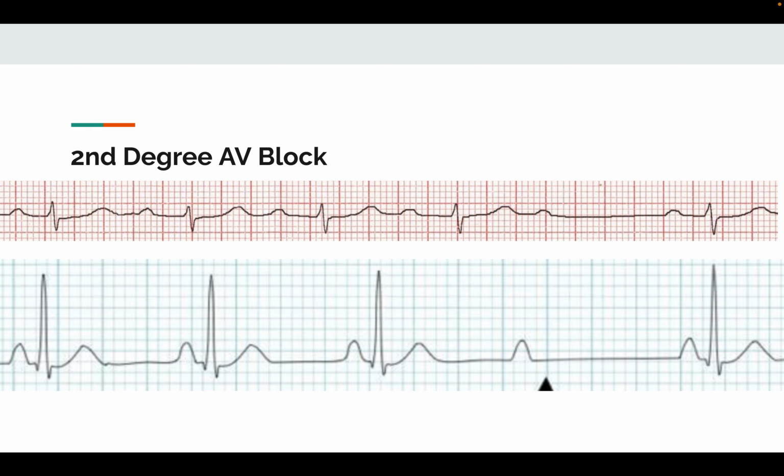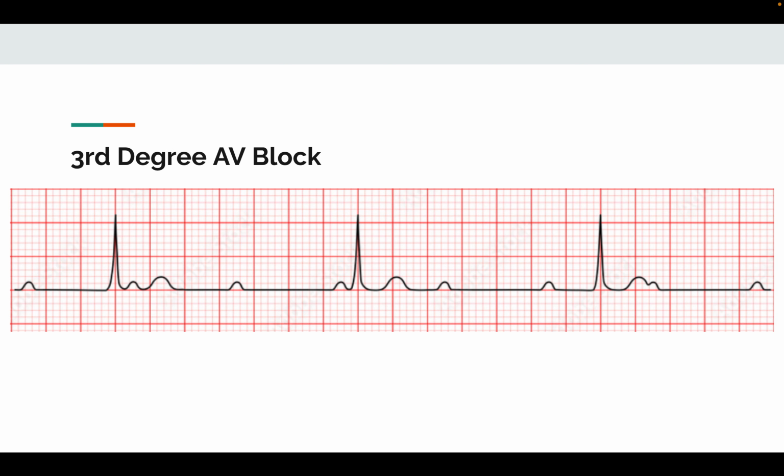And these are our second degree AV blocks, and I want you to tell me which one is type 1 and which one is type 2. So the top one, we have this progressive lengthening of our PR interval, and then a dropped QRS, and then we return to our normal PR length. So this would be a type 1, a Mobitz type 1. This one on the bottom, our PR doesn't change, but then we have a dropped QRS and then a return to our normal PR interval, right? So this is a Mobitz type 2.